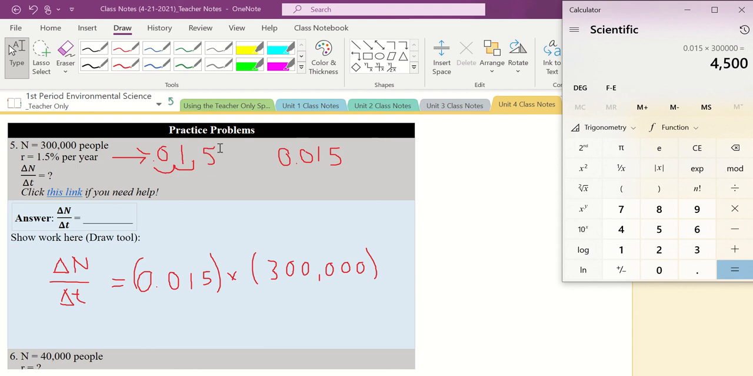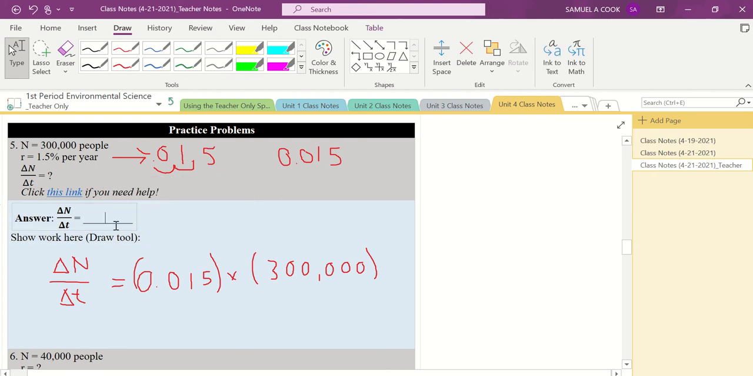All right, 4,500, right? So the percentage of population that's growing every year is 1.5. But if we turn that into actual people, that's going to be 4,500 people per year. All right, so the population is growing 1.5% every year. But if we represent that in people in this specific area, that's going to be 4,500 people.